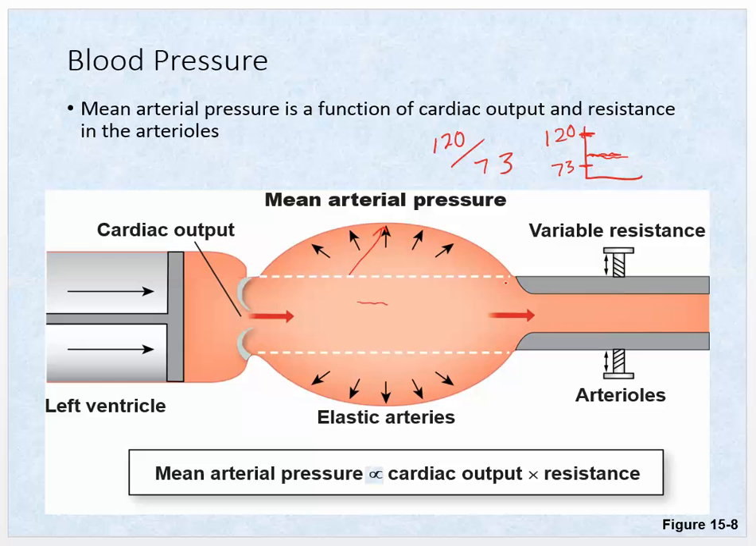Okay, and that's because you spend more time in diastole with your ventricle relaxed than you do with it contracting. Okay, so that's why it tends to be a little bit below the actual average between the two. So that's what mean arterial pressure is.